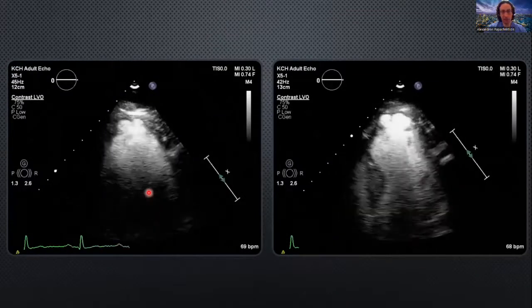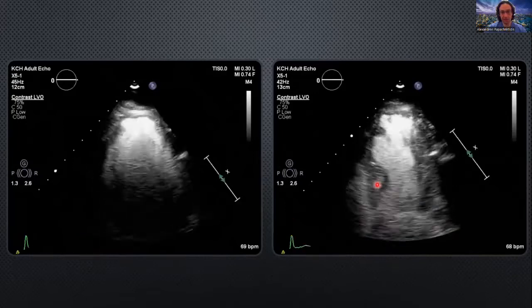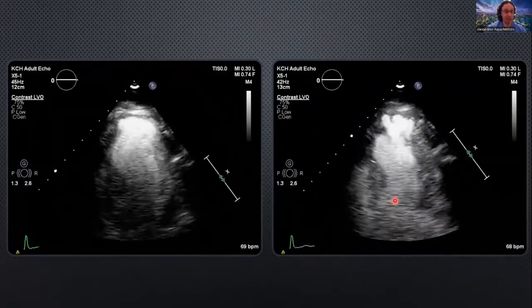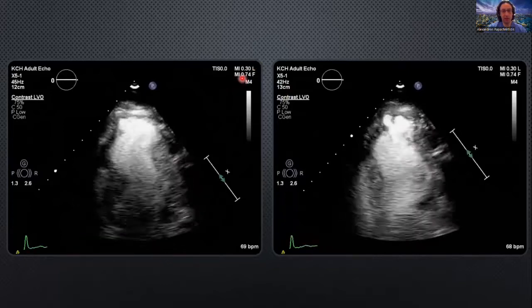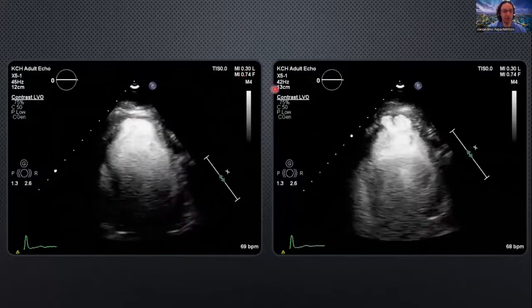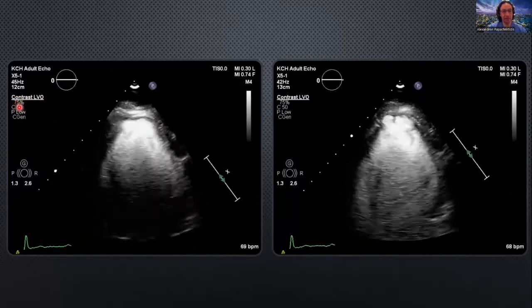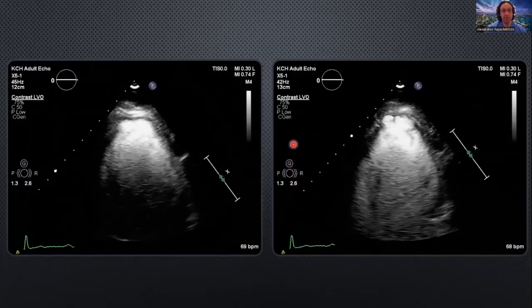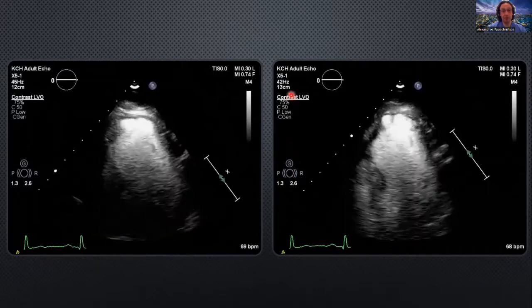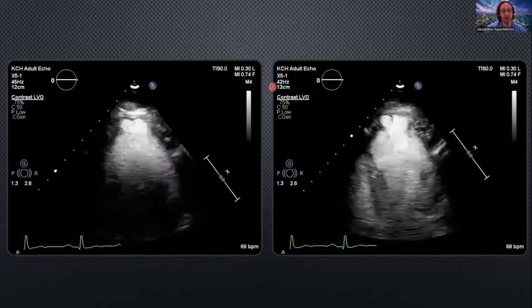You can see how the image on the left does not appreciate the basal segments, while the one on the right is very good. And if you look at the settings, they are exactly the same. You use LVO at 0.3 mechanical index for both images. The gain is at 75%. You use harmonics at 1.3 to 2.6 megahertz, and it was exactly the same frame rate.